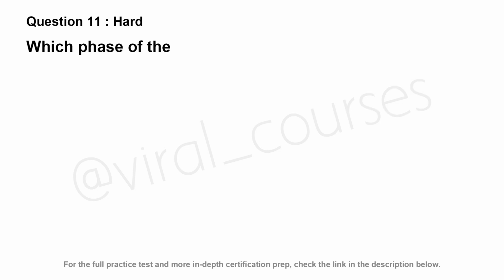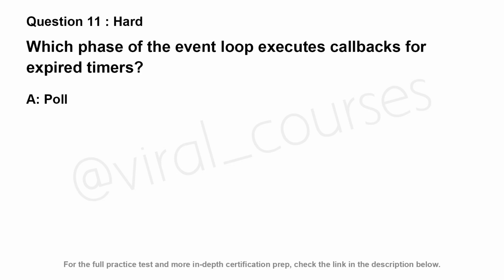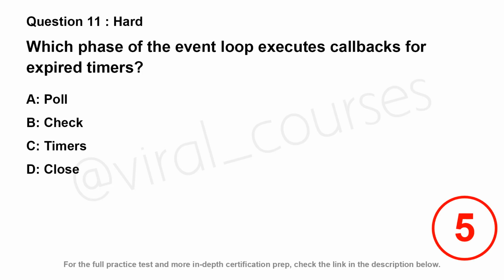Which phase of the event loop executes callbacks for expired timers? Option A. Poll. Option B. Check. Option C. Timers. Option D. Close.